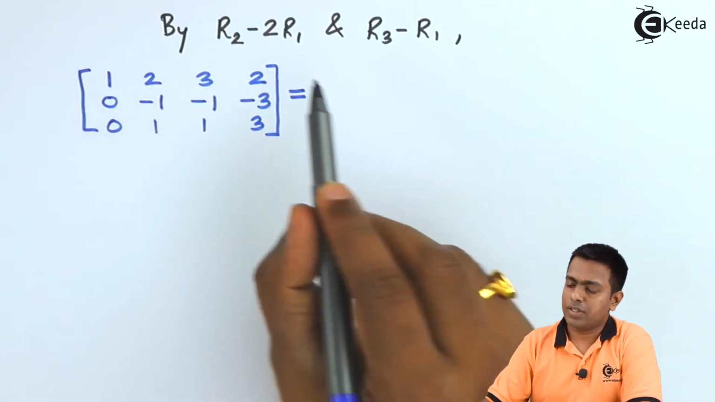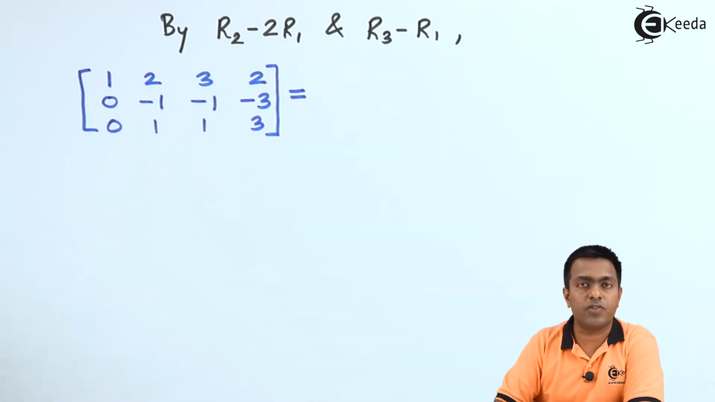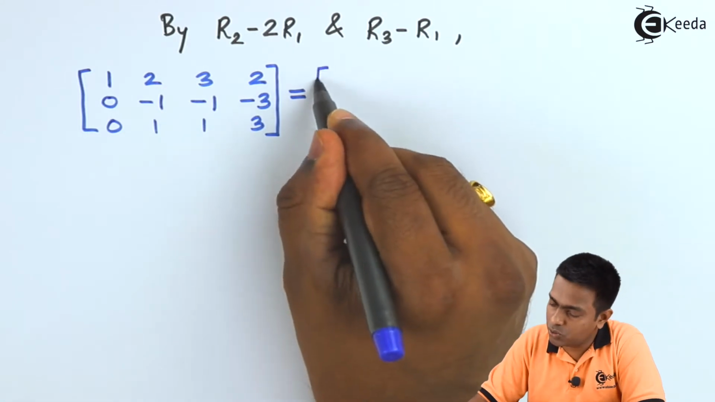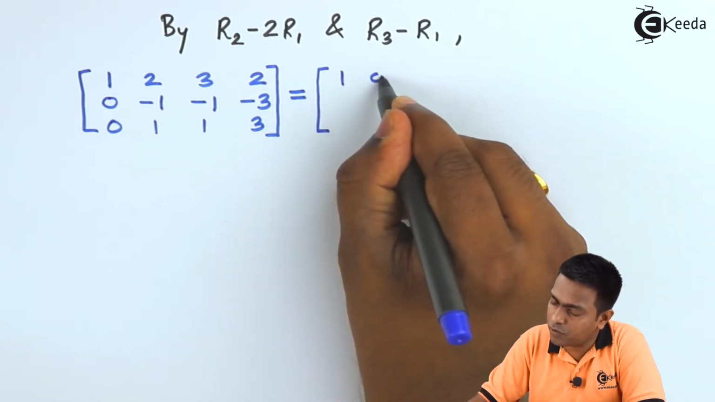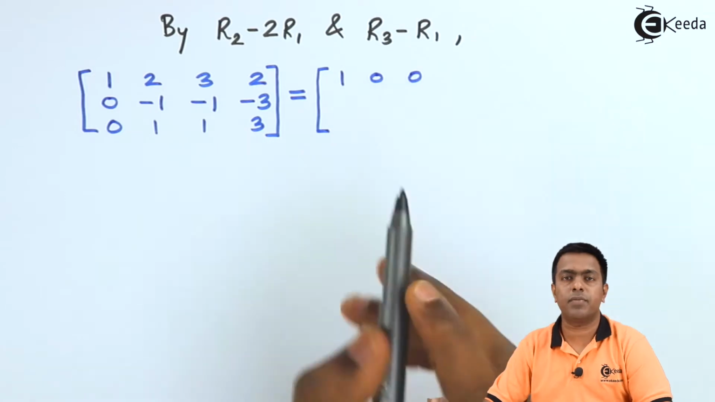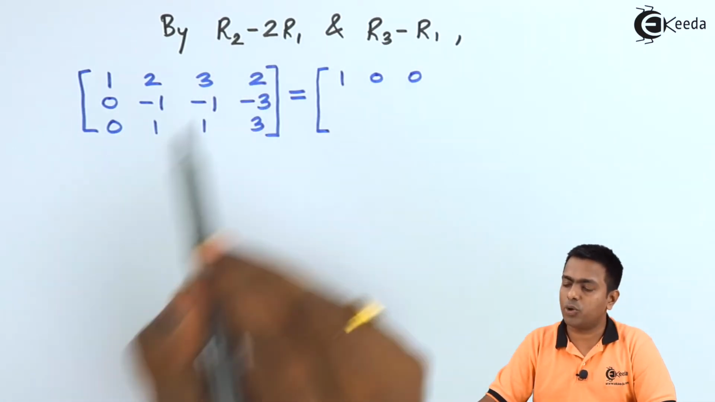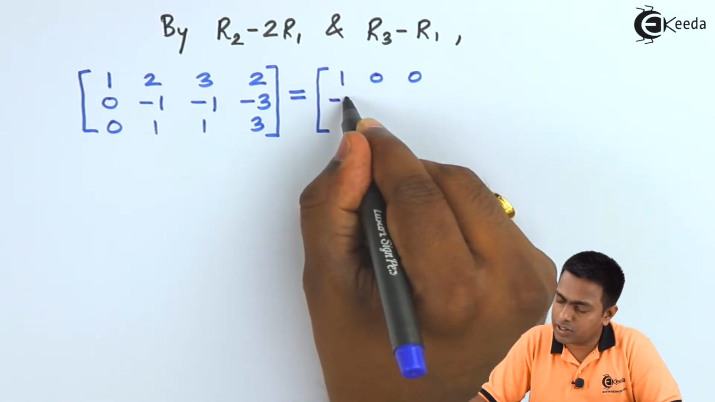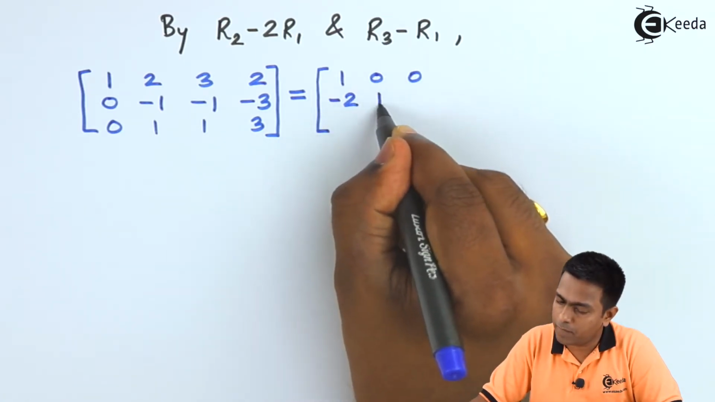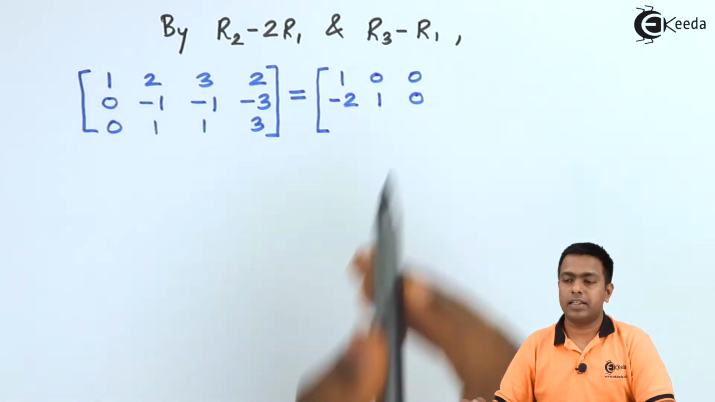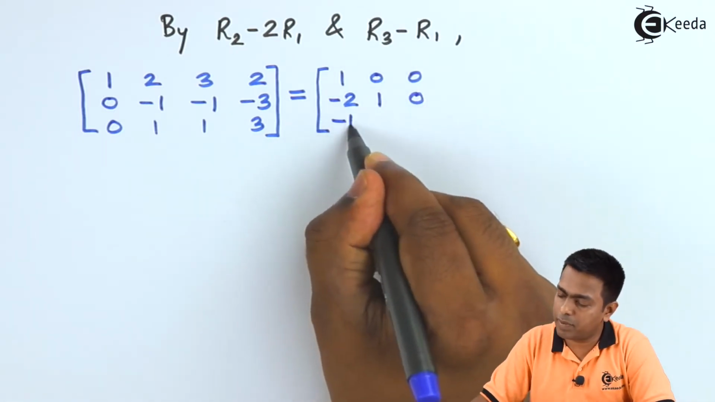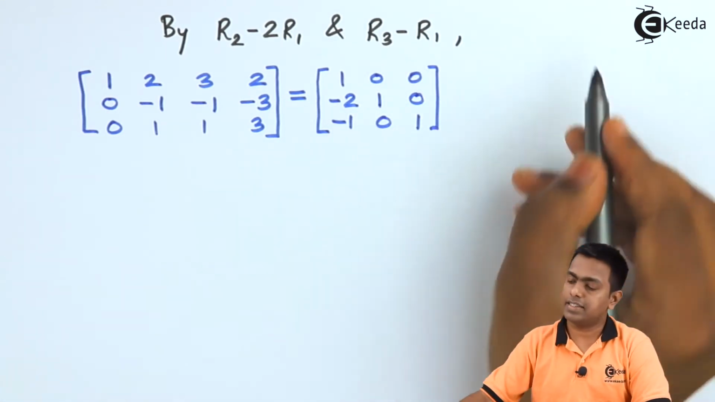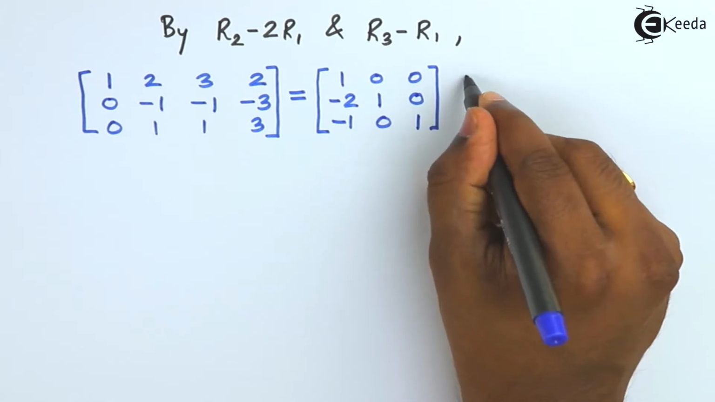So now, since we did the row transformation, we'll perform the same row transformation on the first matrix. So the first matrix has first row as 1, 0, 0, which will remain the same. Now we'll do R2 minus 2 times R1. So here we'll get minus 2, 1 and 0. Then we'll do R3 minus R1, we'll get minus 1, 0 and 1. And guys, the second matrix will remain as it is.